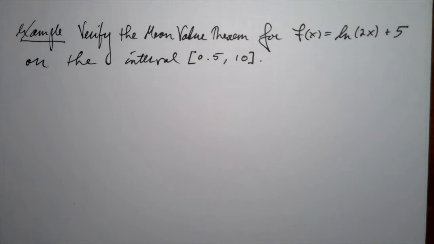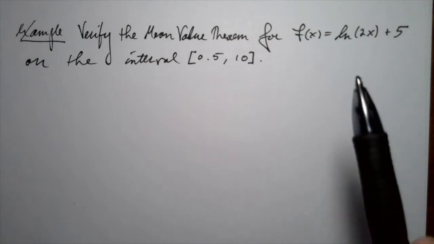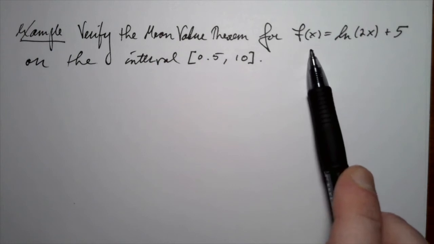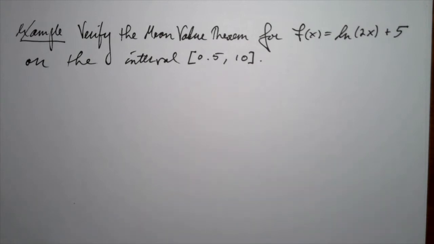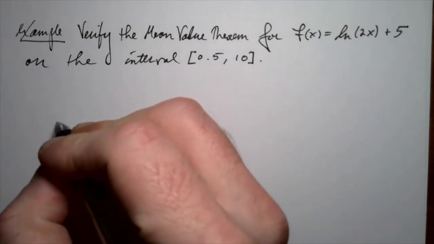Innovation. Let's verify the mean value theorem for a particular example. We're going to use the function f of x equals the natural log of 2x plus 5, and we're going to look at that function over the interval from 0.5 to 10.